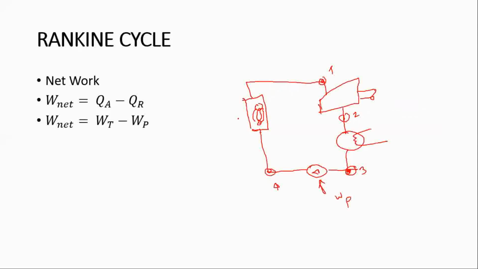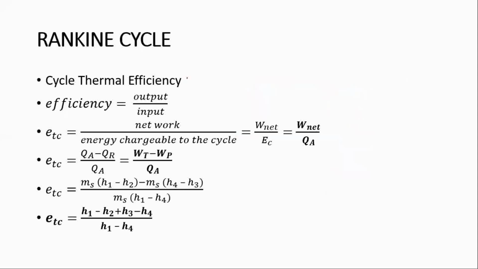Then, ito ay, of course, heat added. In this case, heat rejected. And then, work ng turbina. So, pwede tayong mag-energy balance. O, ito. In terms of heat, so ang ating network is QA minus QR. And then, in terms of work, that is work ng turbine minus work ng pump. Okay, cycle thermal efficiency.